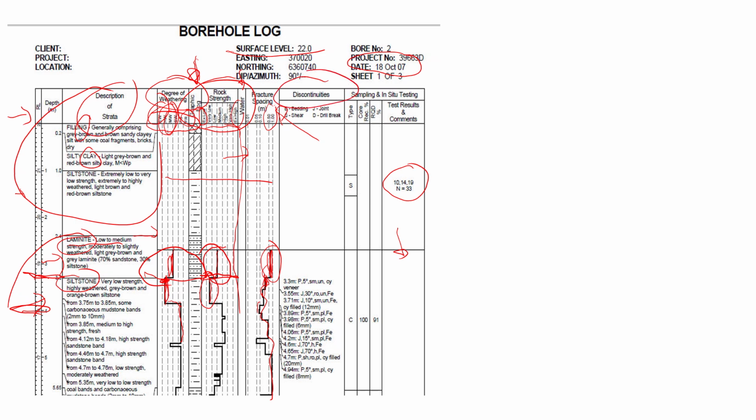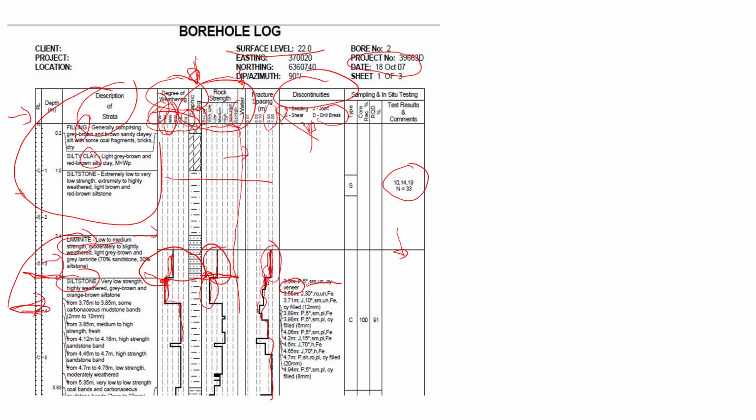Again, this one comes with a legend here on the top of the column. You see B stands for bedding planes, J for joints, D for drill break, and S for shear. And it also has all the symbols. Don't get panicked if you don't know the symbols, and it also says veneer. I'm going to show you in the legend after I finish explaining what it is on the borehole log.